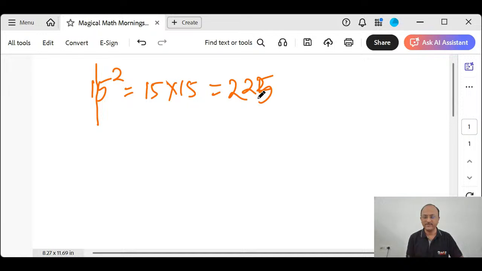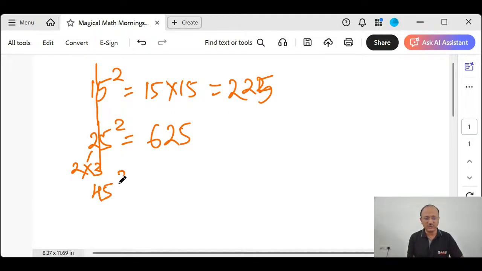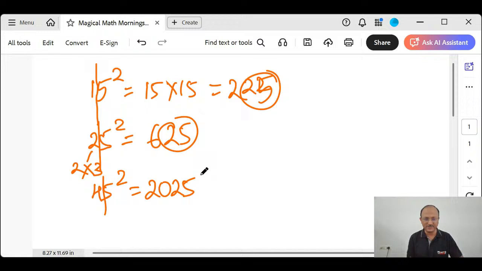Suppose you want to find the square of 25. I'll just divide. 2 into the number coming after that, which is 3. 2 threes are 6, and 5 square I will write just in front of it, 625. Let's try a bigger number. 45 square you want to find out. What will come after 4? 5. So 4 fives are 20, and 5 square is 25. All these numbers are ending with 25. You can observe this.